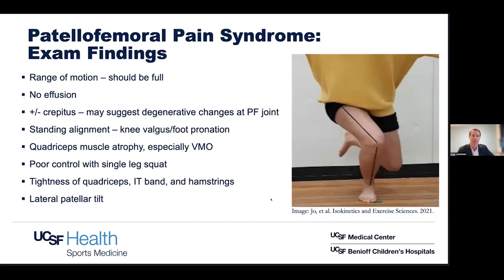The exam for patellofemoral pain syndrome can be relatively benign. Their motion should be full, shouldn't have an effusion. You can have some crepitus, that's not an uncommon finding. And then the standing alignment, most common outside of normal that we'll see is some valgus and foot pronation. And then may have some quad atrophy. I really like the single leg squat. That I think isolates the quads, the hips, and gives you an idea of how they're managing their knee. And often we'll see poor control with patients with patellofemoral pain syndrome. May have some tightness of the quad, the hamstrings, IT band.